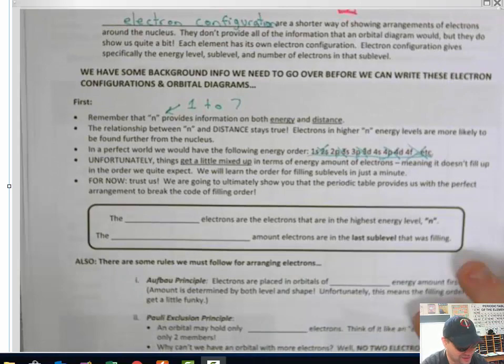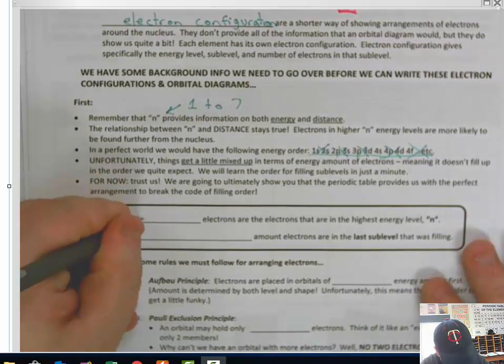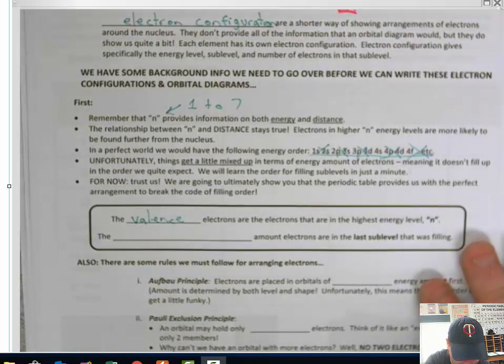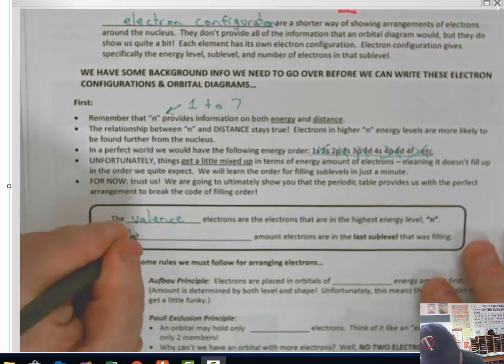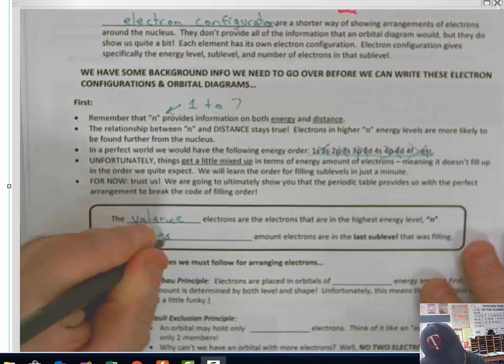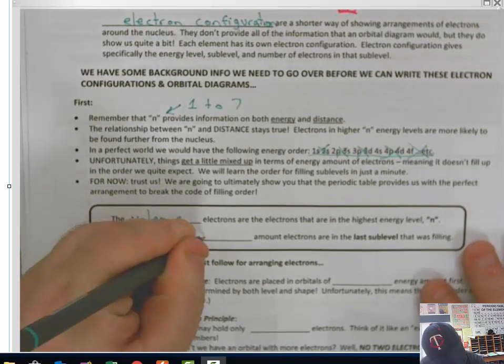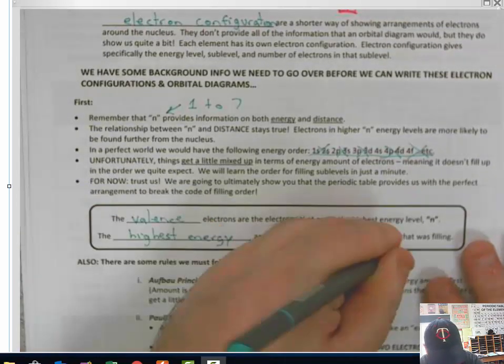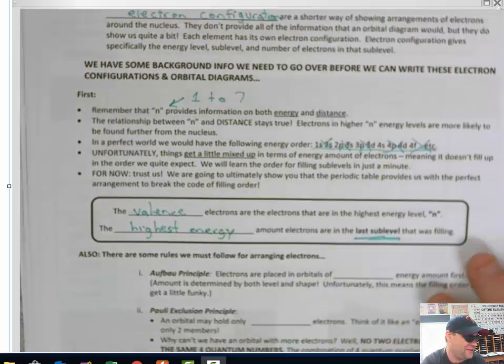Remember that the valence electrons are the electrons in the highest level n. The highest energy electrons are in the last sublevel that you are filling.